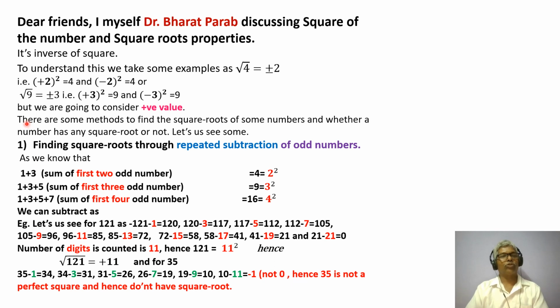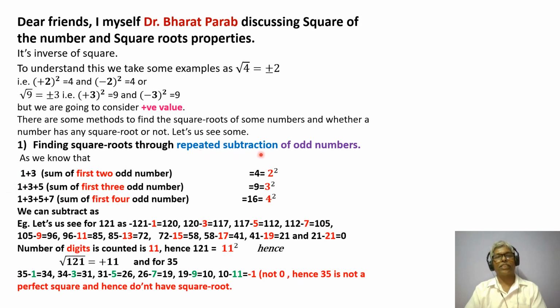There are certain methods to find the square root of a given number. If a number is given and it has a square root, it can be found out, and if it doesn't have a square root, that also can be found out. So we are studying the first method. There are three in your syllabus. We have discussed some part of this in square of number properties. If we can find the square, then the square root can also be found.